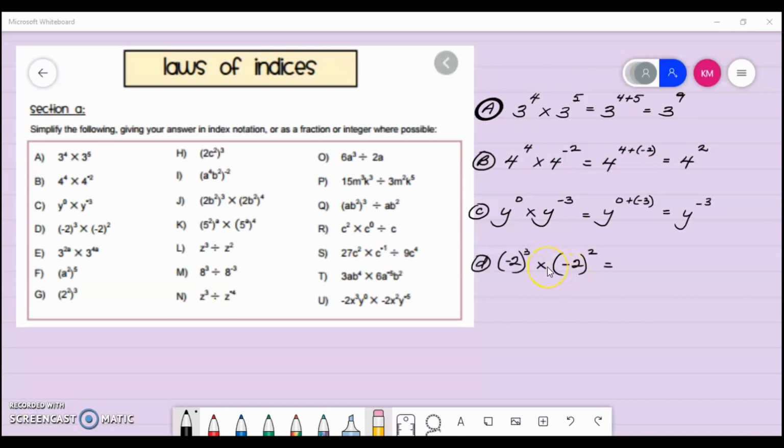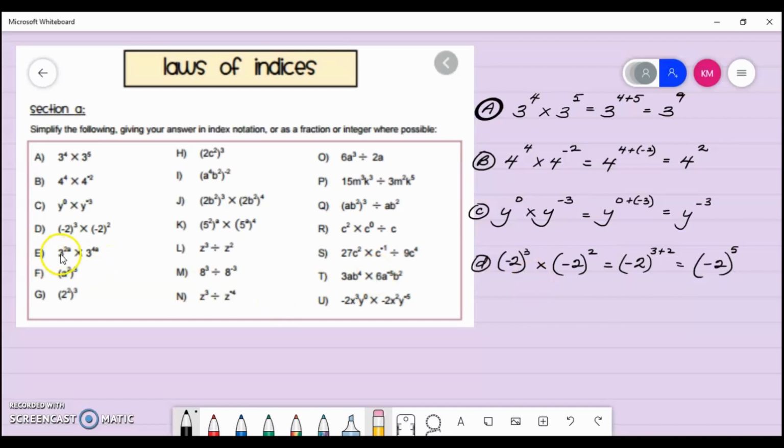Again, this is another multiplication question, and even though our base is negative 2, it's still the same base for both of these expressions. So we get negative 2 raised to the power of 3 plus 2. We are going to get negative 2 to the power of 5.